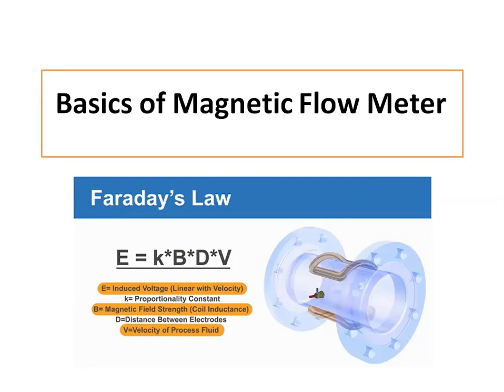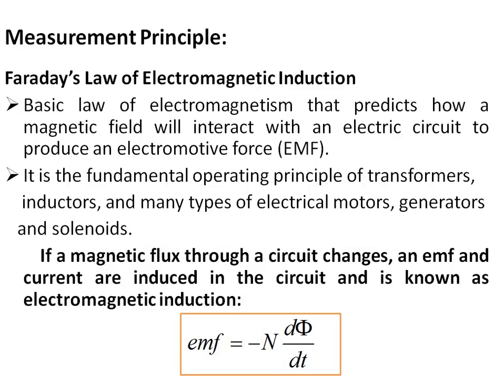In this video, I will discuss the basics of the electromagnetic flow meter, which is also known as the mag flow meter. The mag flow meter is widely used in process industries because of its various advantages. It works on Faraday's law of electromagnetic induction, the basic law of electromagnetism that predicts how a magnetic field will interact with an electric circuit to produce an EMF.